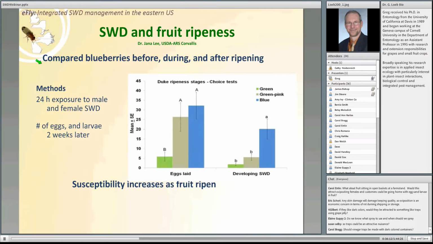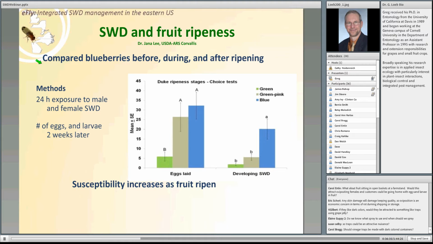Those are excellent traps. Now, I wanted to talk a little bit more about what makes a fruit more susceptible, and I wanted to show you a little bit of data from Jana Lee, who's an entomologist who works for the USDA ARS in Oregon, and she looked at blueberries at different ripeness and assessed egg laying and larvae in that fruit. So she looked at green fruit, green to pink, and then blue fruit.